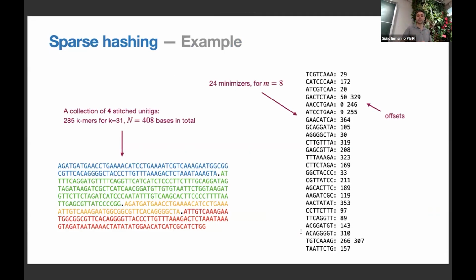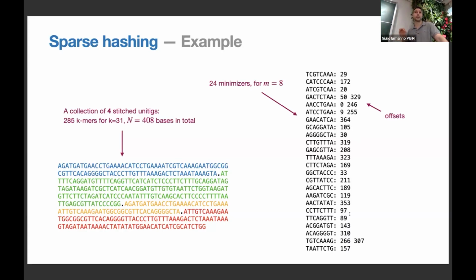So here is another example. As you can see, we have four strings, blue, green, yellow, and red, in my input SPSS, for some parameters, k equals 31. It's not really important. And here on the left, I'm showing the complete set of minimizers for m equal 8, and on the right here, we have all their offsets, so pointers inside this spectrum preserving string set.